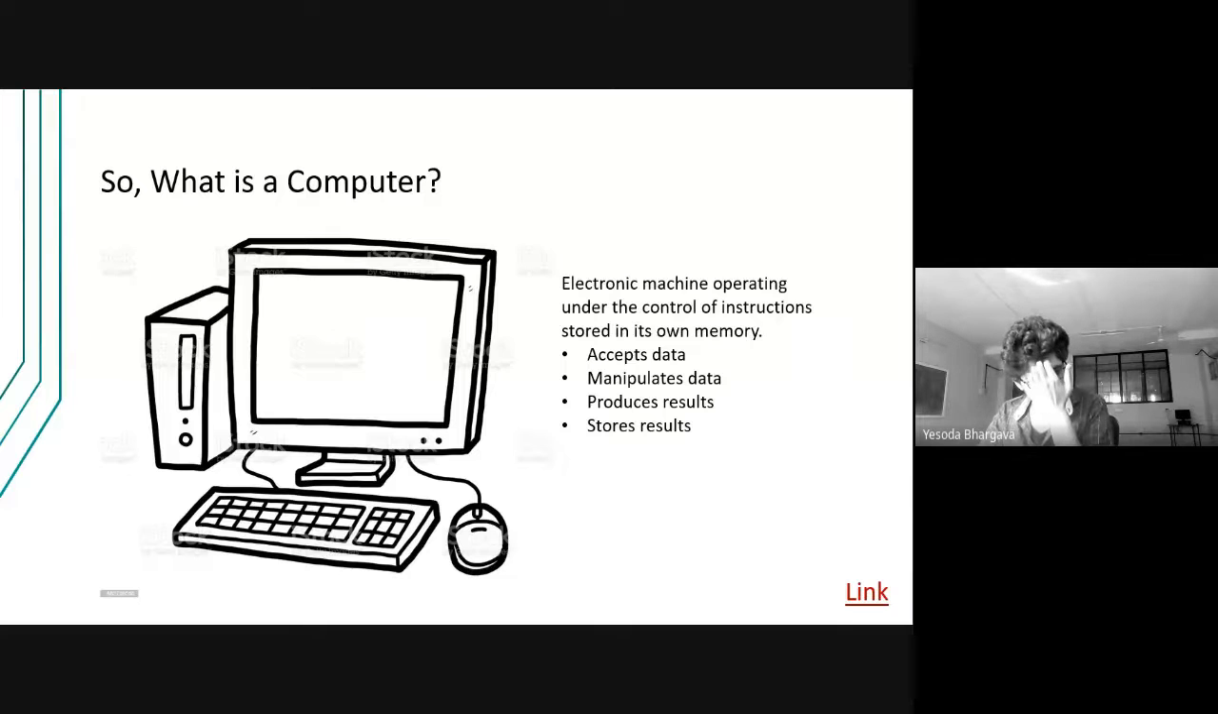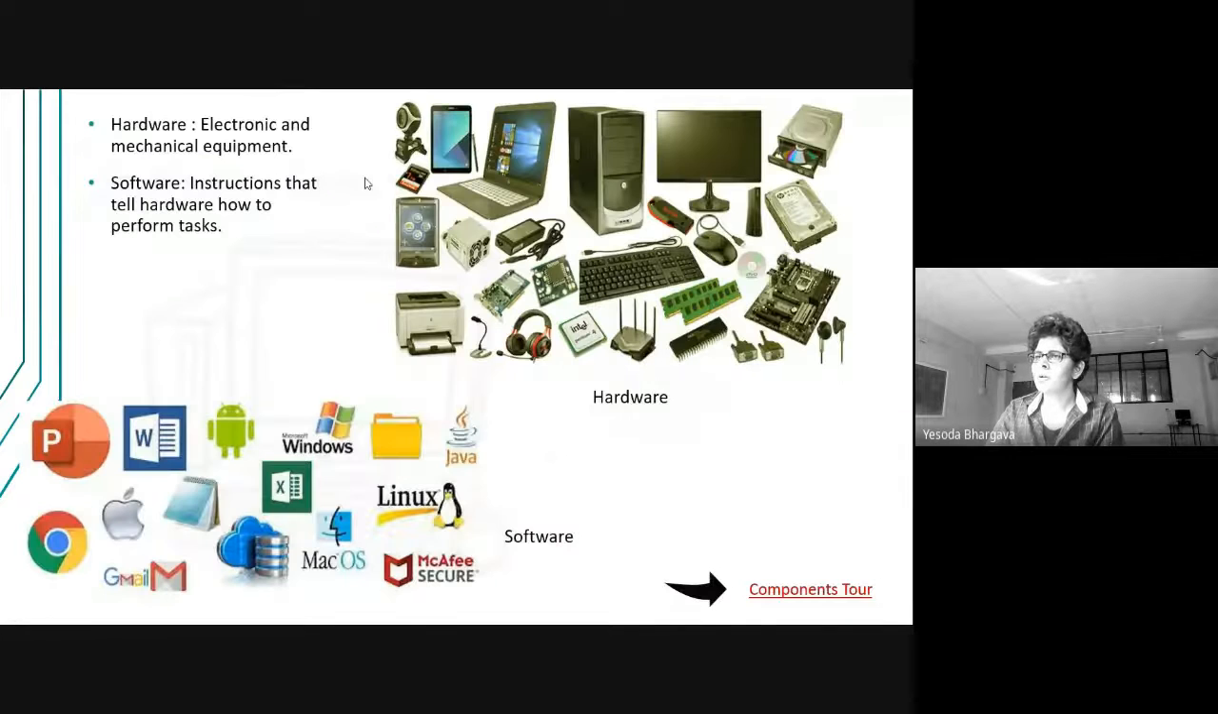So we start off on this note about, so what is a computer? It's a very mechanical definition. It's a machine operating under the control of instructions. It accepts data, manipulates data, produces results, stores results. Now, by this definition, there are certain other devices also that can be called computers. But moving forward, I hope you understand the distinction between hardware and software.